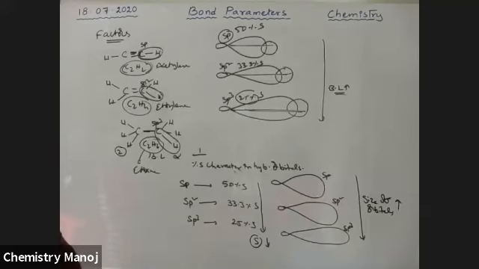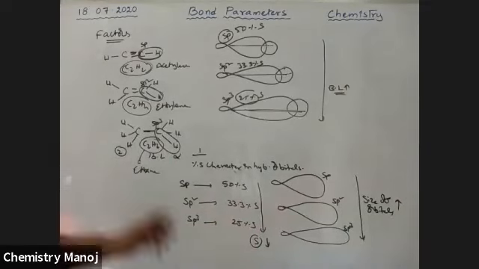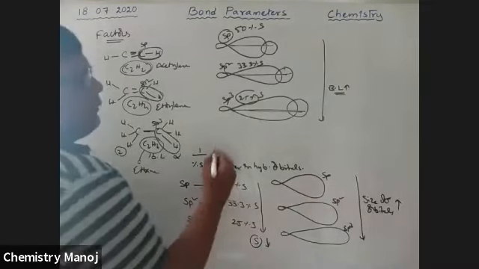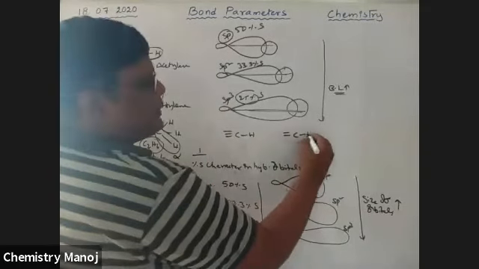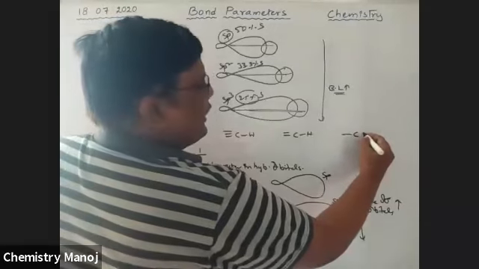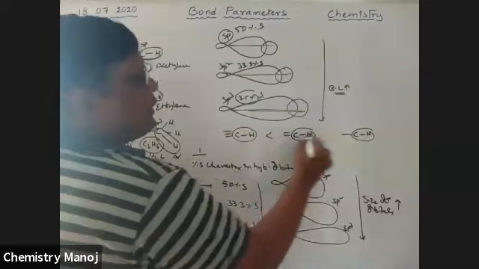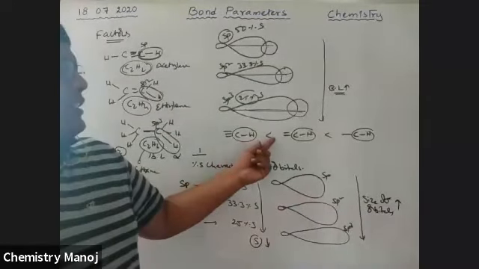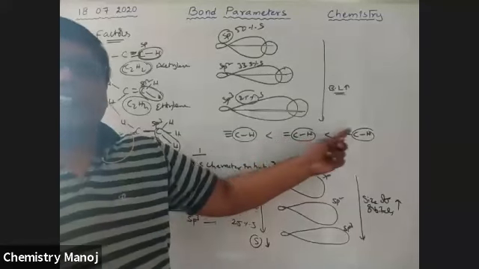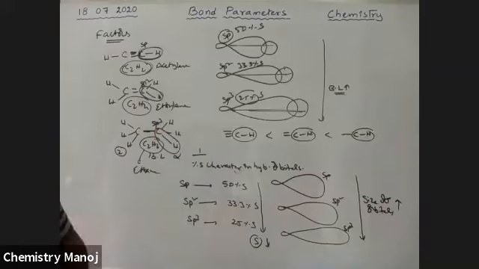And hybrid orbitals also create variation in bond length. As S percentage increases, bond length decreases. It is very, very important. Therefore, the triple bond C-H bond length is less than the double bond C-H bond length, which is less than the single bond C-H bond length. This is very, very important and is asked many times.